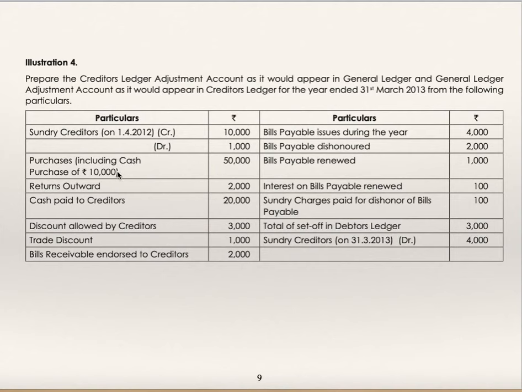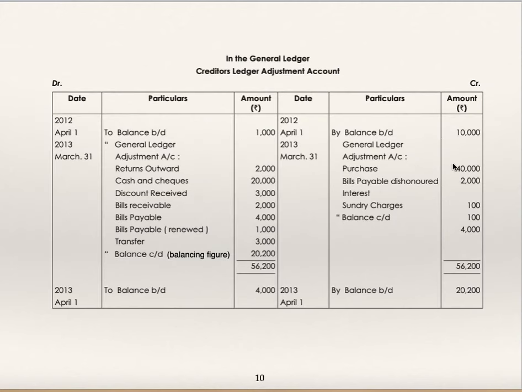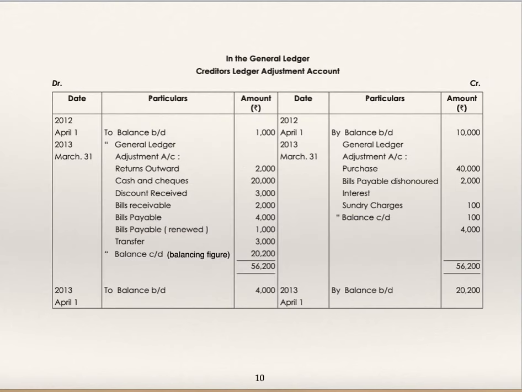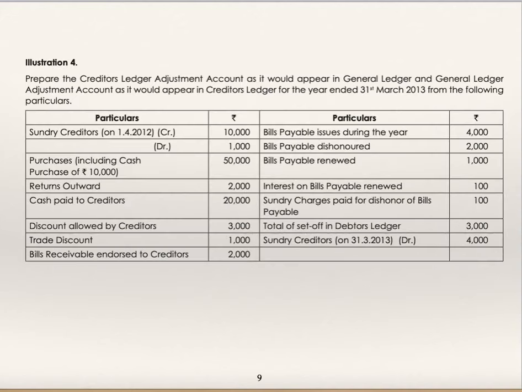Purchases including cash purchase 10,000: total purchases are 50,000, cash purchases are 10,000, so credit purchases are 40,000. Credit purchases 40,000. Return outward 2,000. Cash paid to creditors 20,000. Discount allowed 3,000. Return outward, cash and discount, all three are debited. Trade discount 1,000.